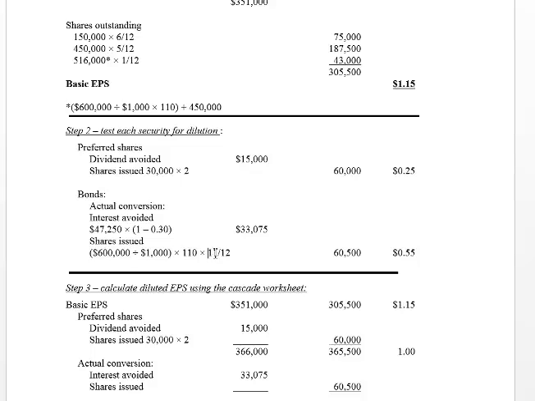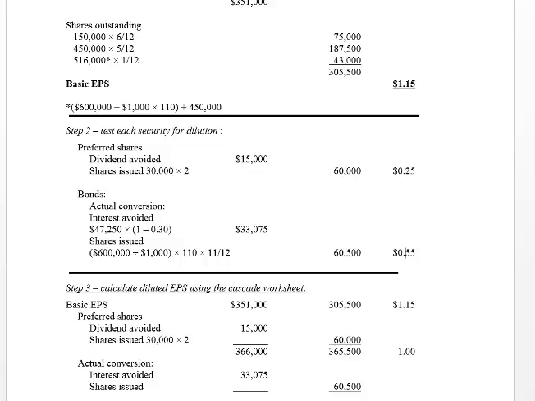But now we have to weight it. Why? Because we said, what if those bonds had been converted 11 months earlier? How many more shares would we have out there on a weighted basis? That would have been 60,500. So 33,075 divided by 60,500 would give us 55 cents a share. That too is less than $1.15, so they're both dilutive and both in the cascade.